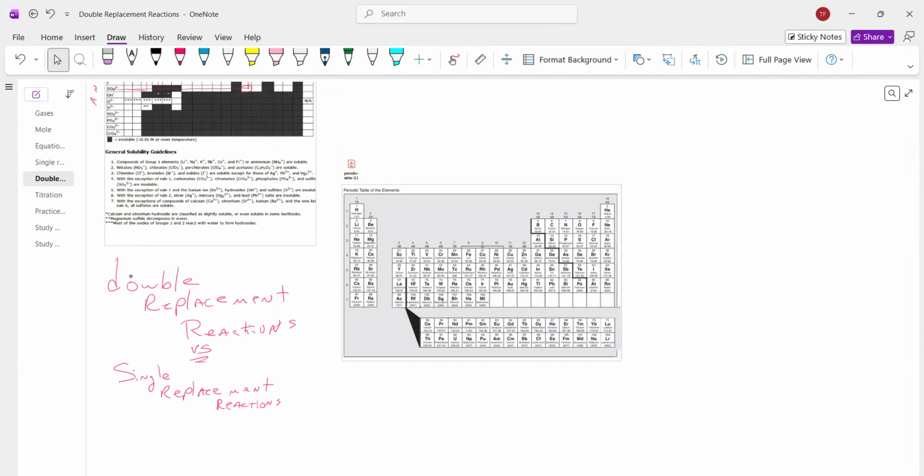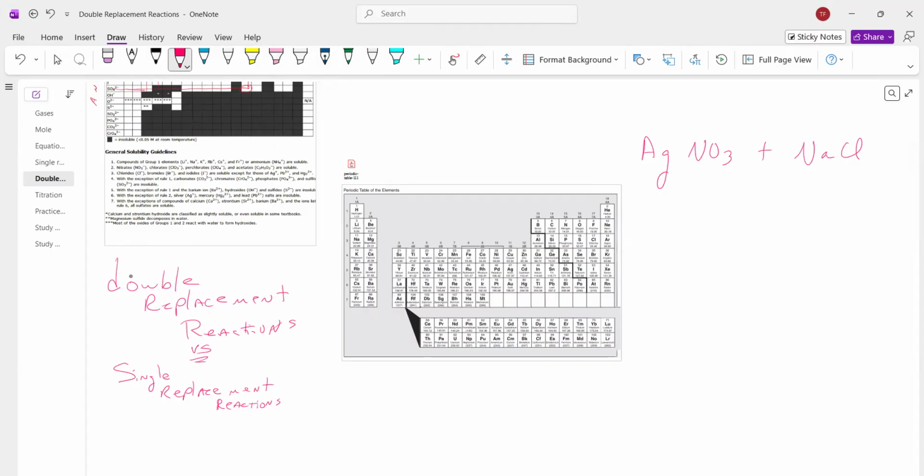Okay, so an example of that would be silver nitrate plus sodium chloride. Both of those are salts. Ionic salts.